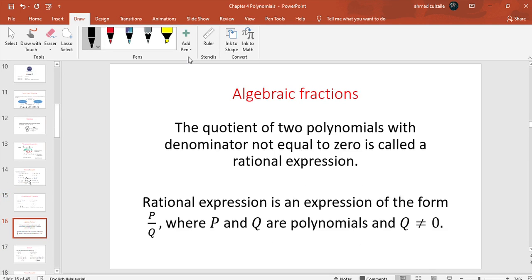Alright, so next, algebraic fractions. This is a bit different compared to expansion and factorizing, but the understanding from factorizing and expanding we are going to use to solve our algebraic fractions. What does it mean by algebraic fraction? An algebraic fraction is the quotient of two polynomials with the denominator not equal to 0. So a rational expression is an expression of the form P over Q, where P and Q are polynomials and Q cannot be equal to 0, or otherwise your fraction will have no solution. So what happens when we divide a polynomial by a polynomial?